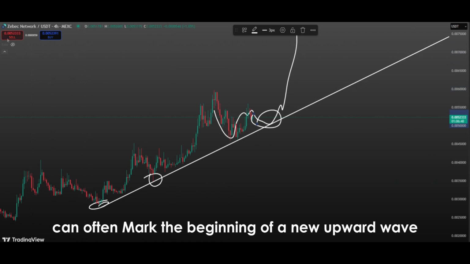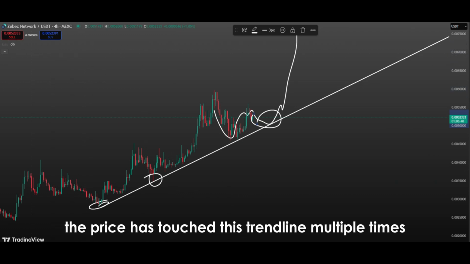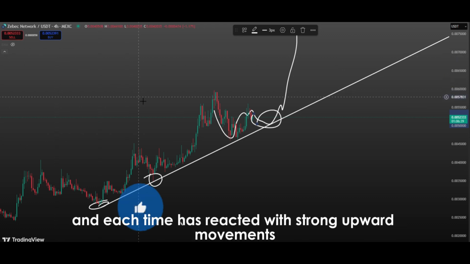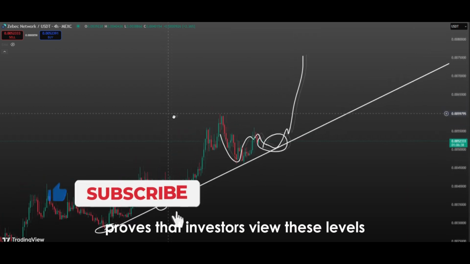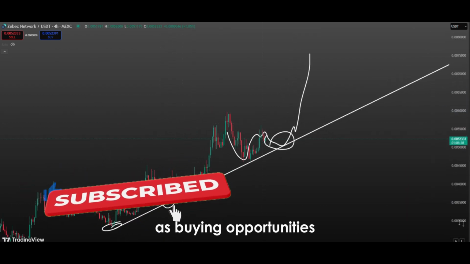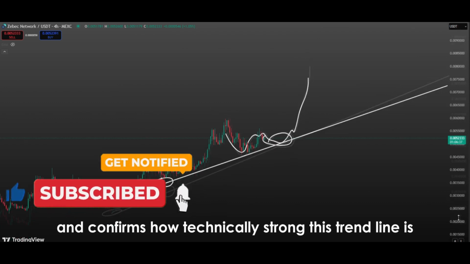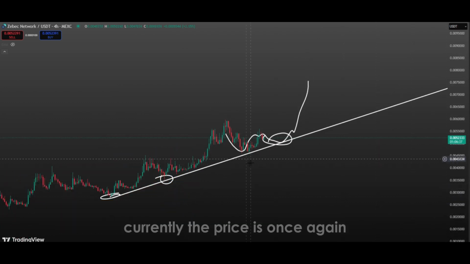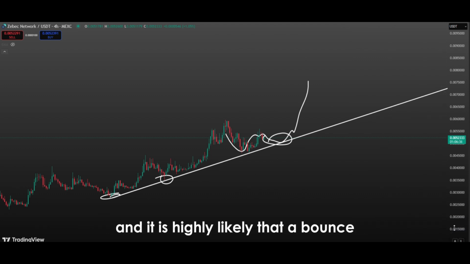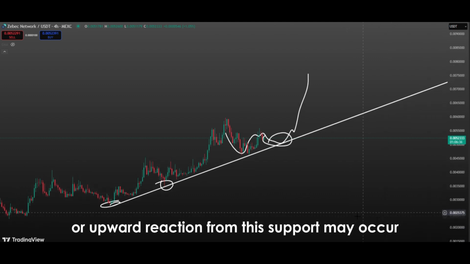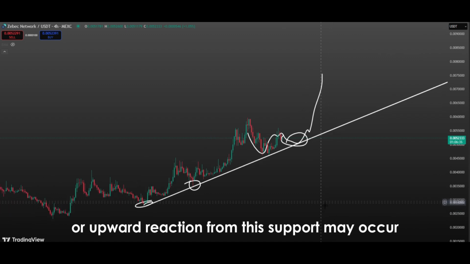Therefore, areas where the price is near this ascending trend, as observed now, can often mark the beginning of a new upward wave. In the past, the price has touched this trend line multiple times and each time has reacted with strong upward movements. Each of these touches proves that investors view these levels as buying opportunities and confirms how technically strong this trend line is. Currently, the price is once again approaching this ascending trend line, and it is highly likely that a bounce or upward reaction from this support may occur.